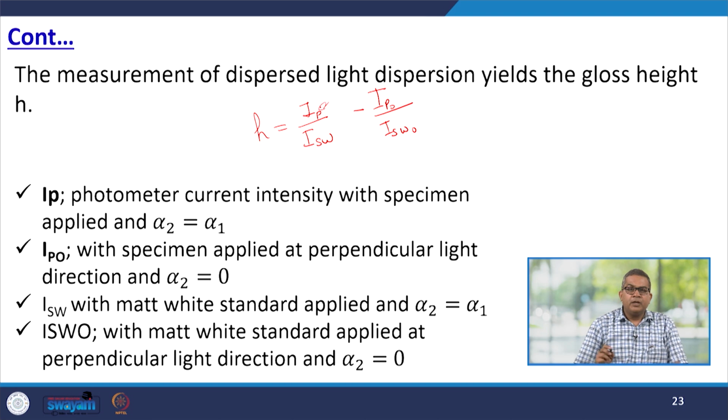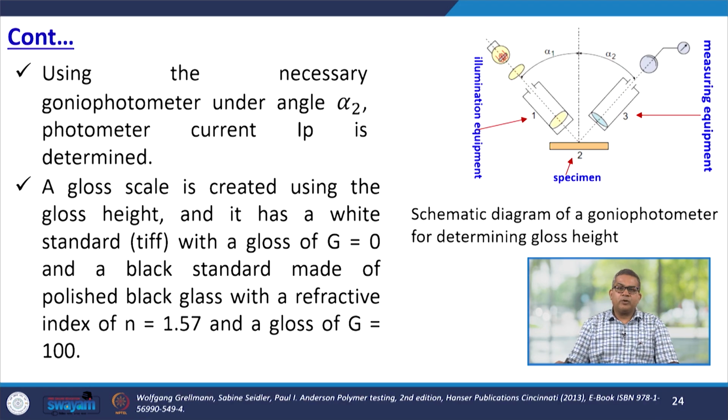Now, this IP is the photometer current intensity with the specimen applied at alpha 2 equal to alpha 1. IP naught is with the specimen applied at the perpendicular light direction and alpha 2 equal to 0. IS is with the matte white standard applied and alpha 2 equal to alpha 1, and IS naught is with the matte white standard applied at the perpendicular light direction and alpha 2 equal to 0. Now, using the necessary gonio-photometer under the angle alpha 2, the photometer current IP is determined. This is the schematic diagram of a gonio-photometer for determining the gloss height.